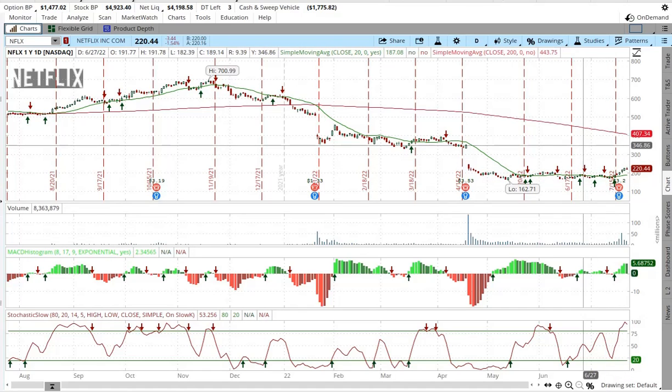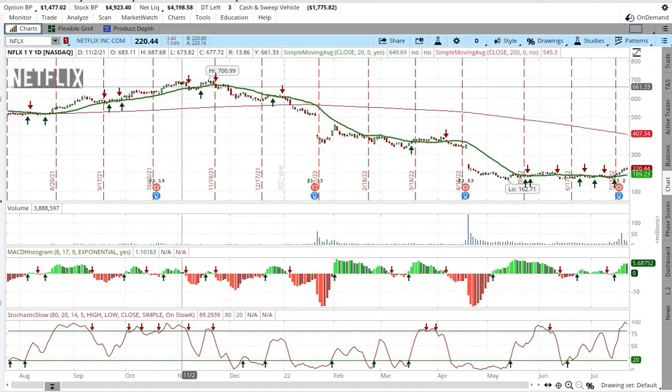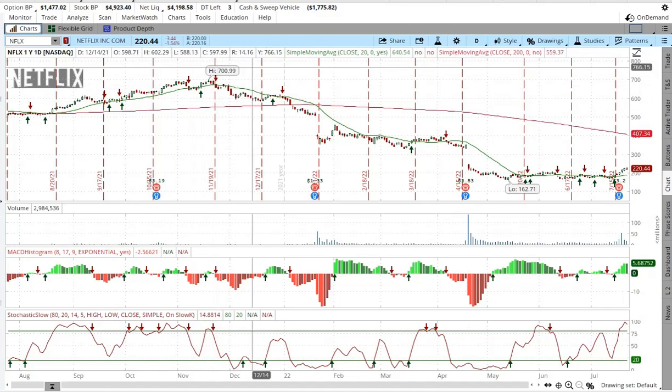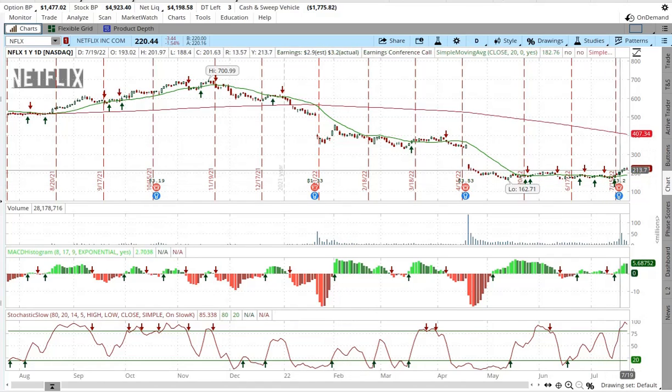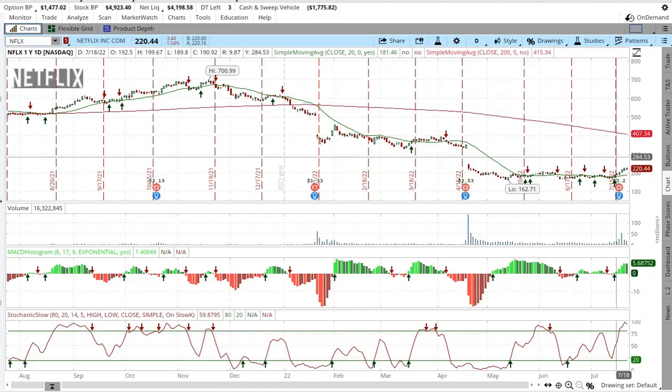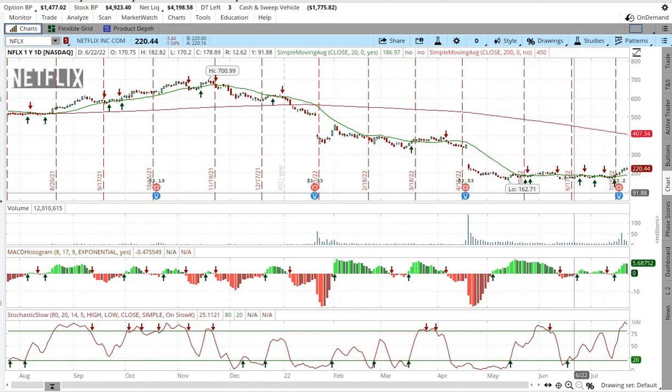Netflix is a great long term play. $700 seems very advantageous to get back to. I'm thinking maybe $500 would be a good price target for the next 2 to 3 years, but that's double. But selling options along the way, you can make some pretty good coin.